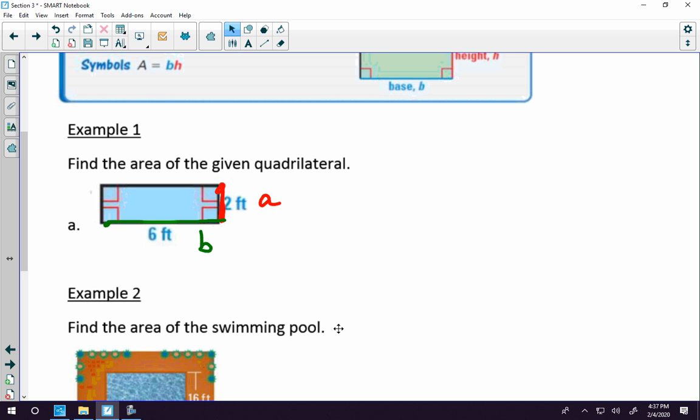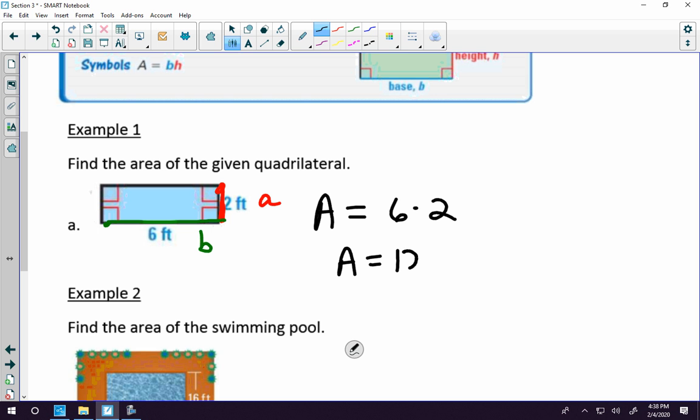So when we're finding the area of a rectangle, we're going to find the base length and then find the segment that is perpendicular to that, which will be the altitude. So the altitude is 2 feet, base length is 6 feet. So the space inside of this rectangle is going to be the base length times the altitude, and 6 times 2 is 12. So we're talking about 12 square feet. 12 square feet is the space inside of this rectangle.